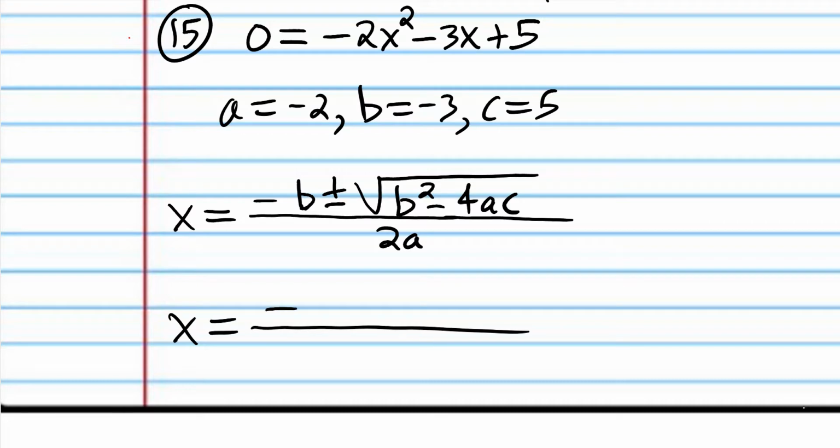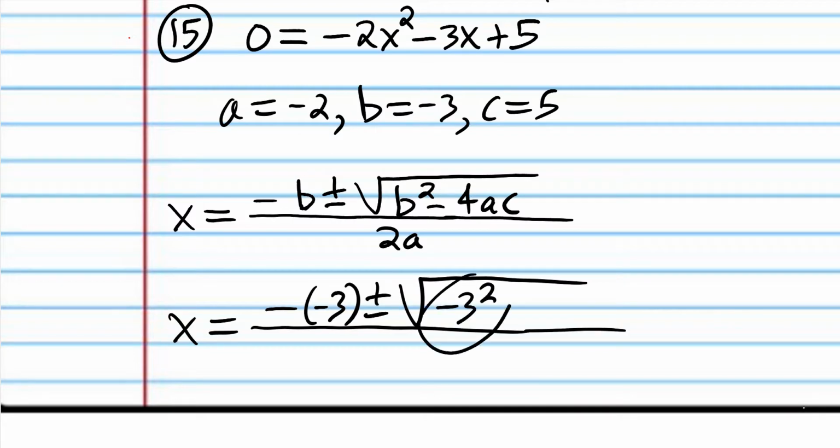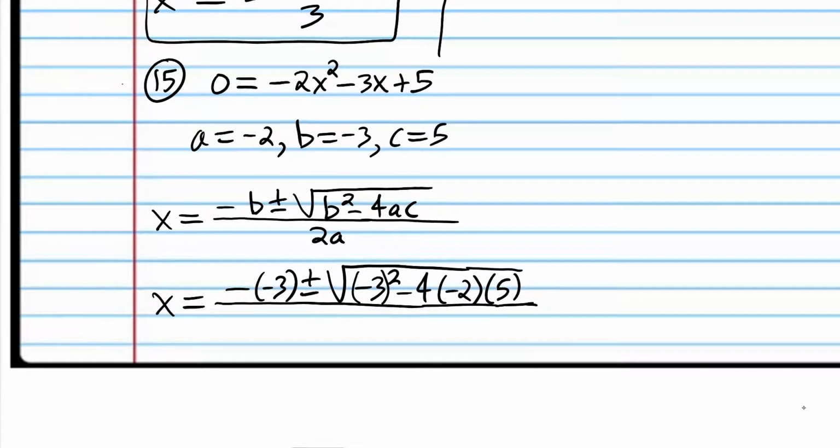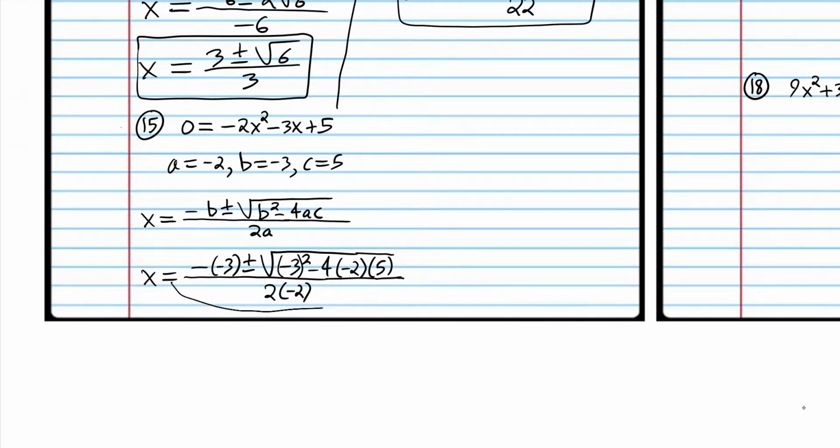B is -3, so that's going to be a double negative. And then remember, do not write this. This is wrong. Okay, you need to write parentheses. -4 times A times C all over 2 times A. And of course we're out of room here, so we're going to need to go up here.